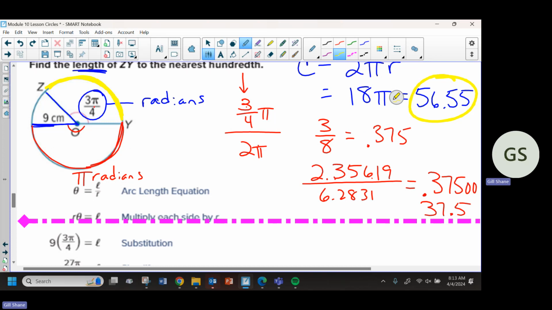37.5% times 56.55. So we get 21.2, we'll say, is how big that yellow line is. So that yellow line is, what did I say? 21.2. Is that what I said? 21.2 is how long that yellow line is. Again, we followed the same exact steps, even though they gave us the beginning information in radians. Steps did not change. It's just when we figured out what percentage of the circle, we had to use radians for our part divided by our whole instead of degrees like we've been using.